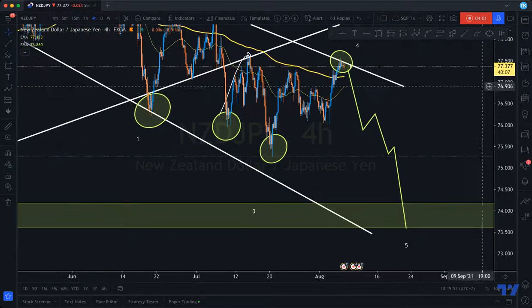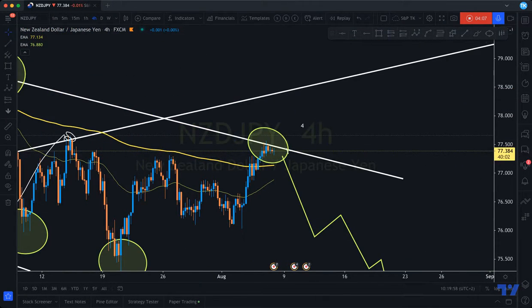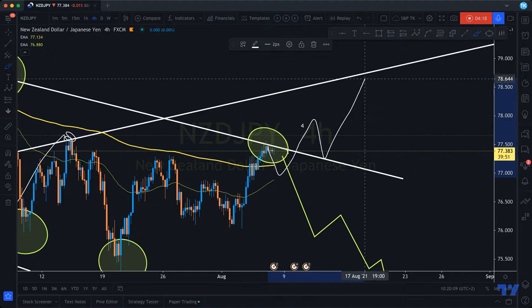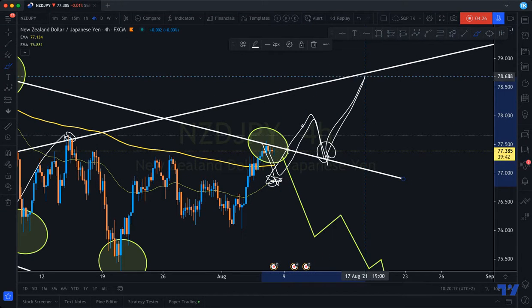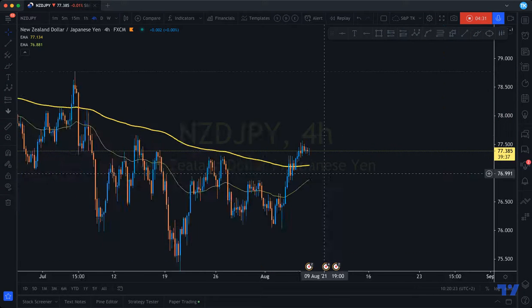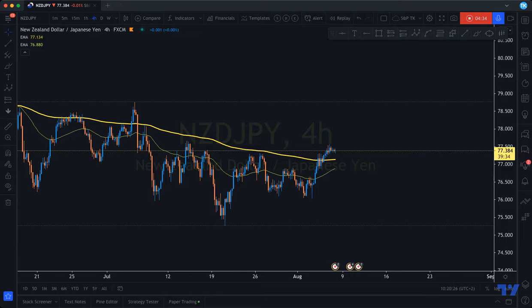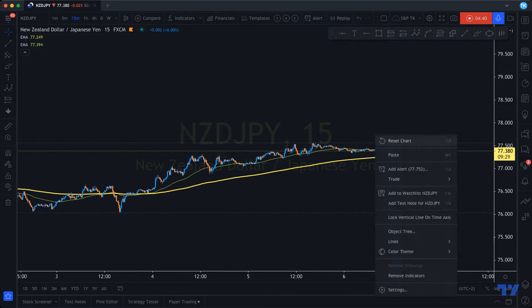Obviously I do not enter for a short here, just because I need a confirmation. Just because price could also do this kind of movement. No, sorry, could make this kind of movement: fake going to the down, breakout, retest, and then going to retest the daily trend line. So I need a confirmation, and my confirmation, my trigger, is on the 15 minutes time frame.